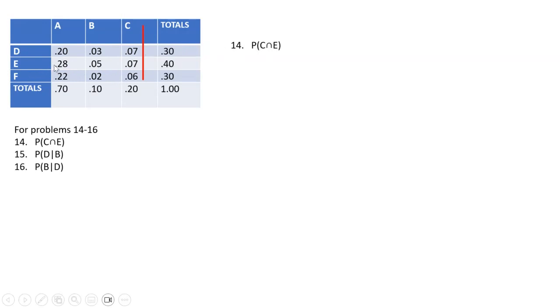So this is your C. Now we're going to go to E, right? So E will be all these right here. So where do they intersect? The answer will be 0.07, which will be right there. That's my answer.